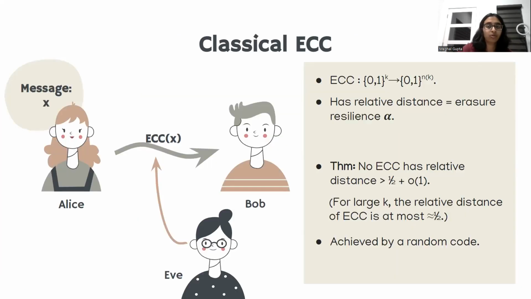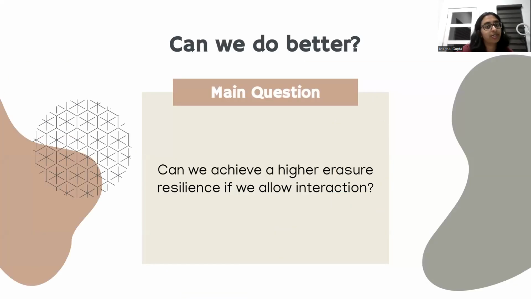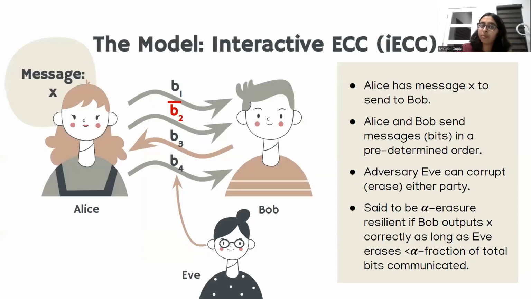So of course, I only told you about this clean bound in order to ask the following question. Can we achieve a higher erasure resilience than 1/2 under relaxed assumptions? Specifically, can we achieve a higher erasure resilience if we allow interaction? Before we actually think about whether we can achieve this, we need to precisely define what it means to have an interactive ECC, or as we'll call it throughout this talk, an IECC.